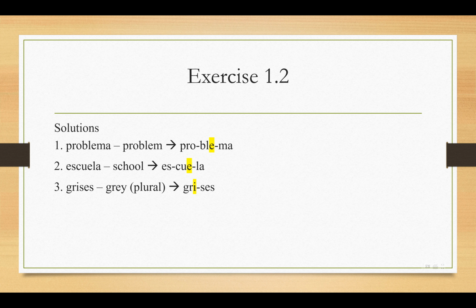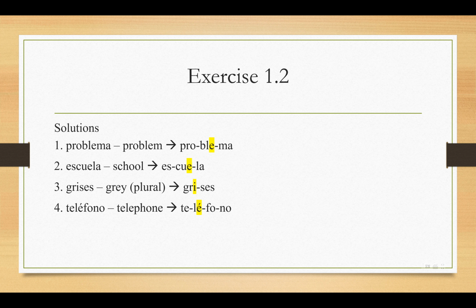Number 3. Grises. This word has 2 syllables. Grises. And the stress is on the first syllable, since it has an S ending. So we highlight the I in the first syllable.